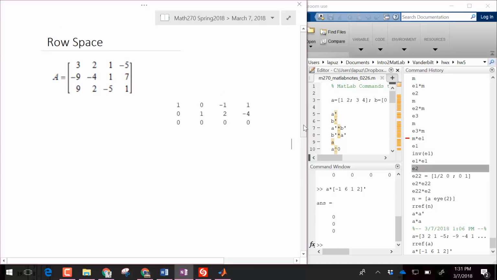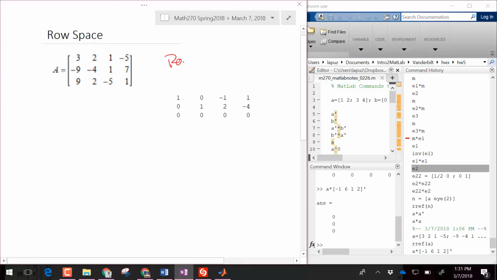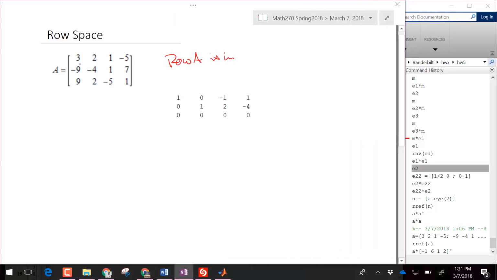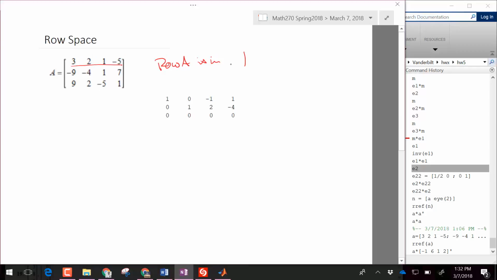So if we take a look at the rows, and each row is a vector, what dimension are we looking at? Each row is a vector in R4, right? So the row space is a subspace of R4, and it's going to be spanned by these three vectors. So the question is, are those vectors linearly independent or not?